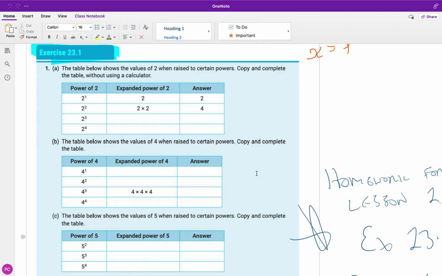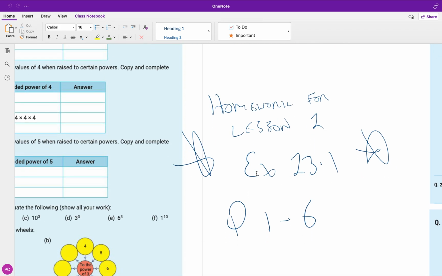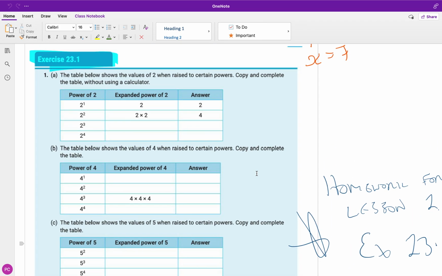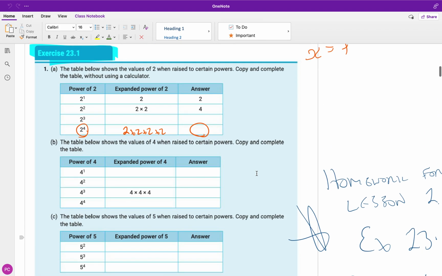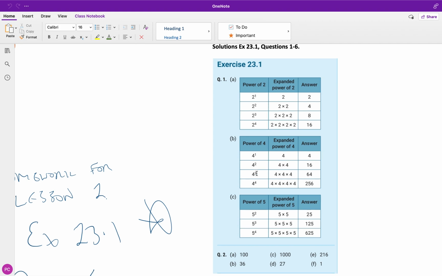Anyway, so I gave you exercise 23.1 questions 1 to 6, and really this was just calculating powers. So you were just subbing them into a calculator. So for example, for this one here, instead of 2 to the power of 4, you were just doing 2 by 2 by 2 by 2 and putting your answer in here, and so on. So what I've done for these, and if the teacher's happy to do so, I've put the answers out on the right hand side, so you can self-correct your work.